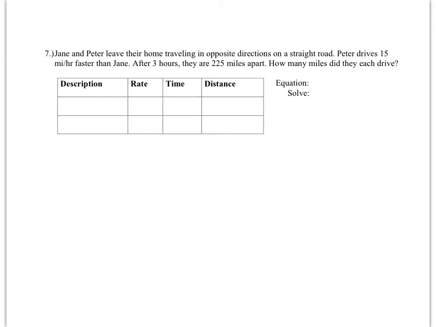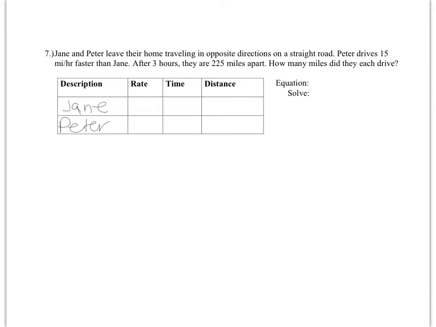All right, this problem's talking about Jane and Peter. They leave their home traveling in opposite directions on a straight road. Peter drives 15 miles per hour faster than Jane, and after 3 hours, they are 225 miles apart. How many miles did each of them drive? So now we've got Jane and Peter. Descriptions are easy usually. We've got Jane, whoops, and Peter. That does say Jane. Takes the A there.